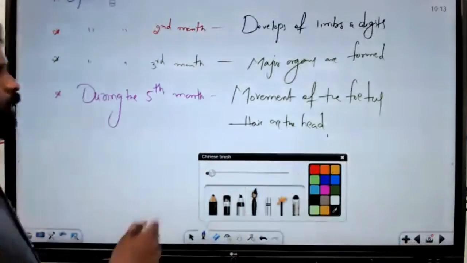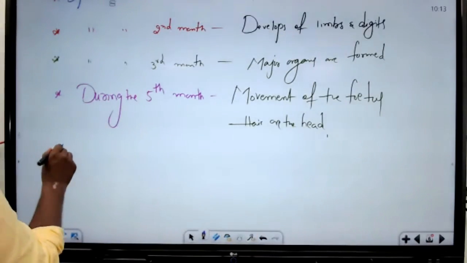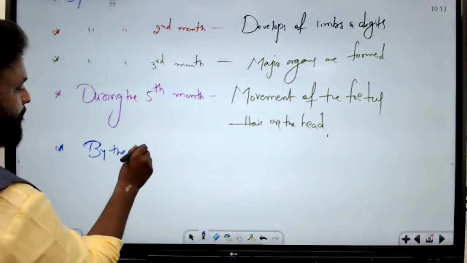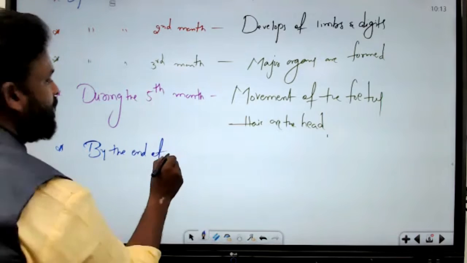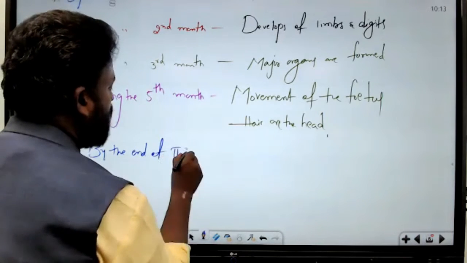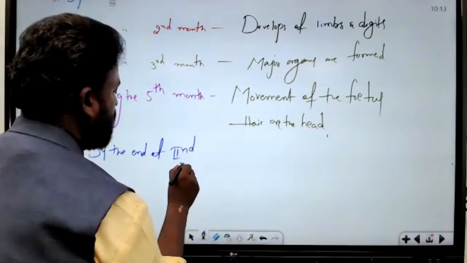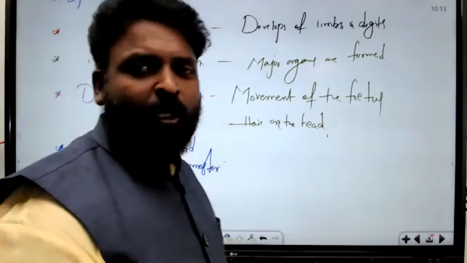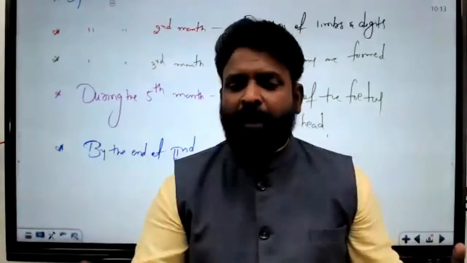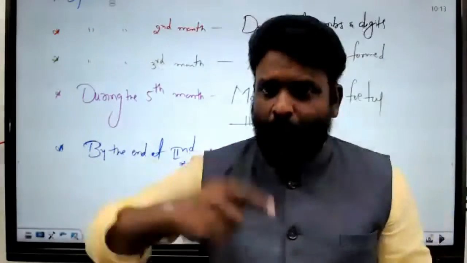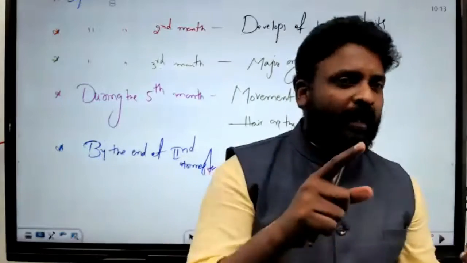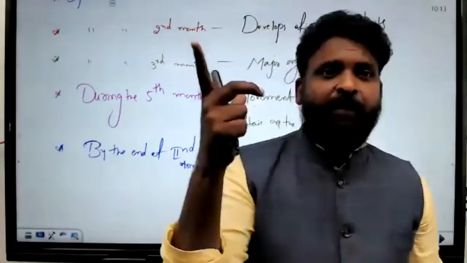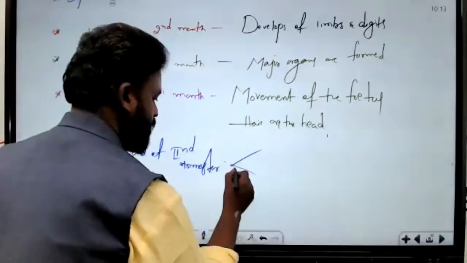Next one, the fifth one. By the end of the second trimester, almost all the organs are formed. And next one, hair on the body. And next one, eyelashes are formed and eyelids are separated, right? Three parts here we have to discuss.